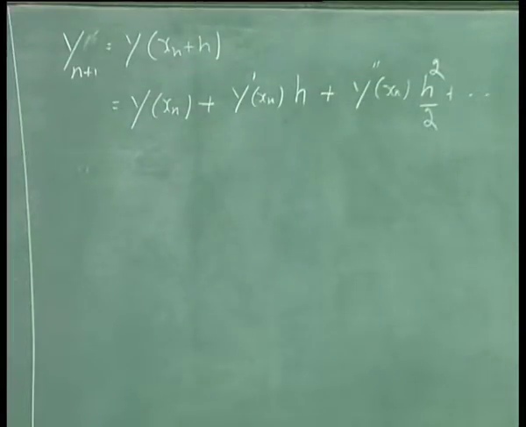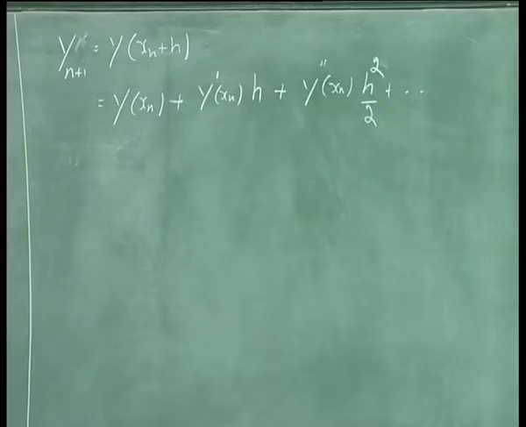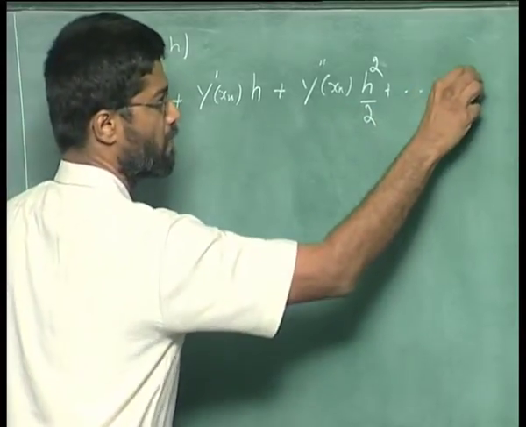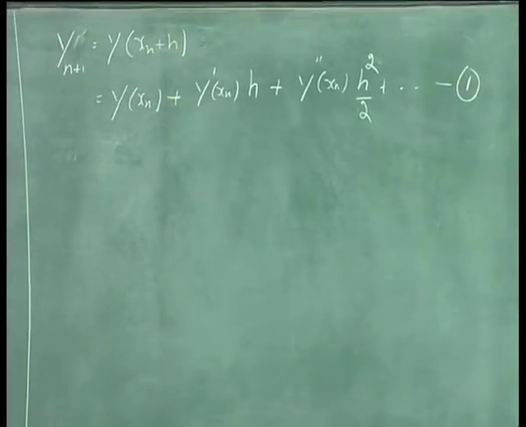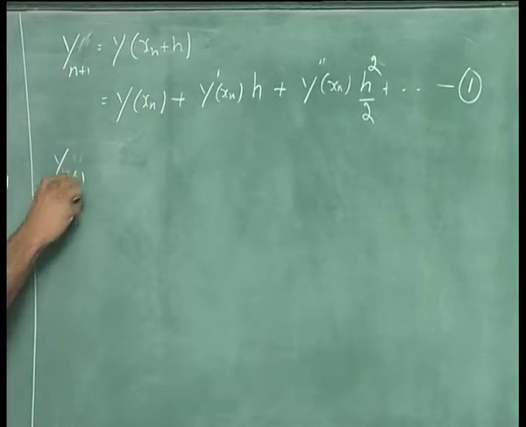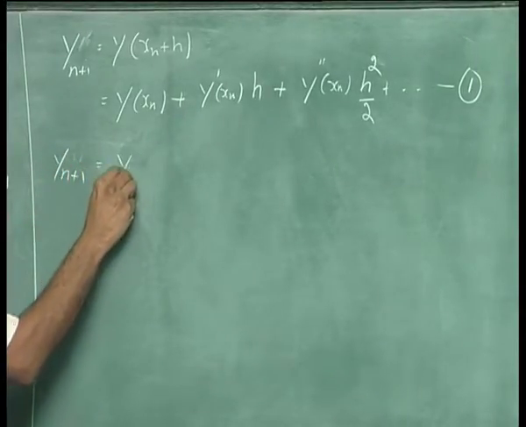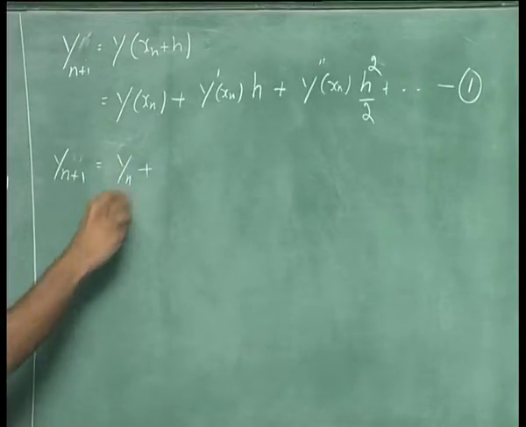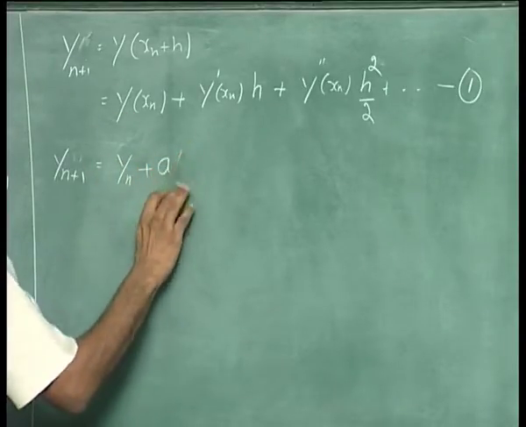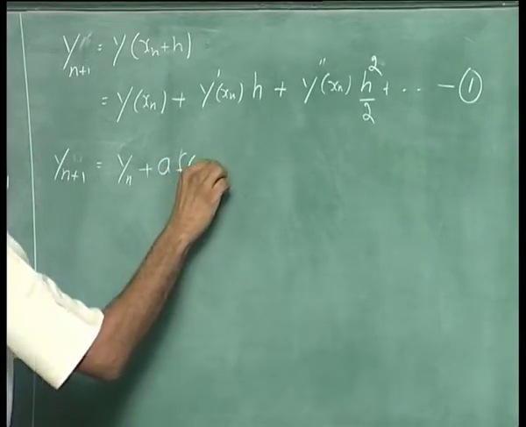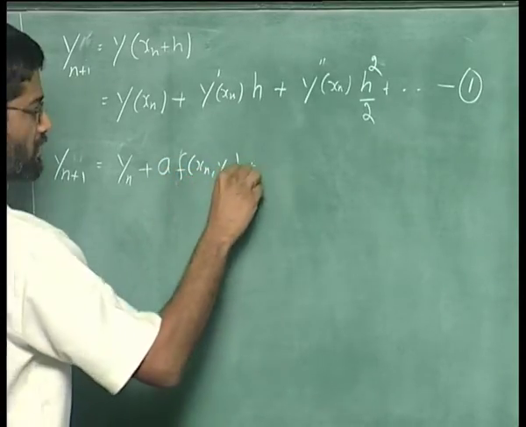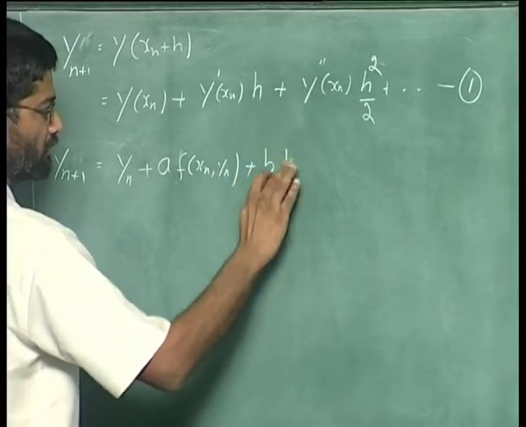And then we could obtain the same thing another way. We could take this expression, and again expand the right hand side in a Taylor series. So when I do that, now this we got, let me call this 1. And then we could start from here, that is y_{n+1} as y_n, which is y(x_n), plus a times f(x_n, y_n), plus b times k2.